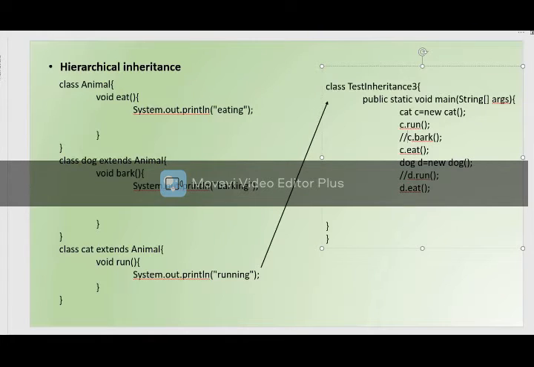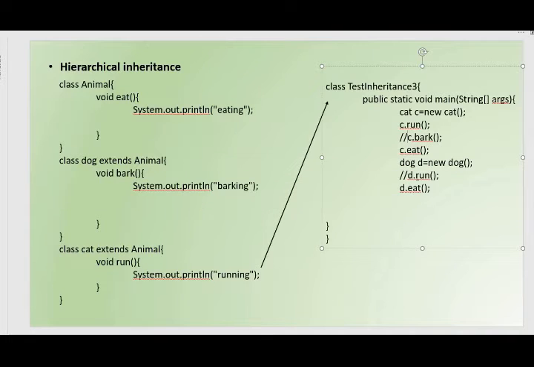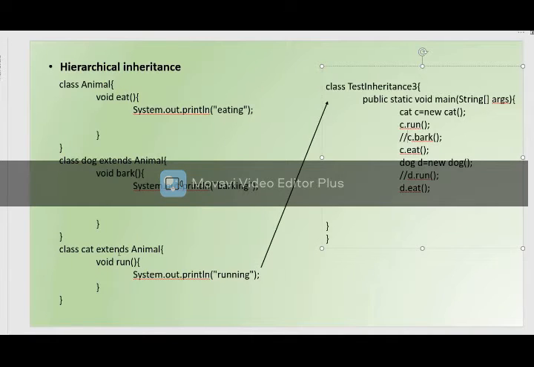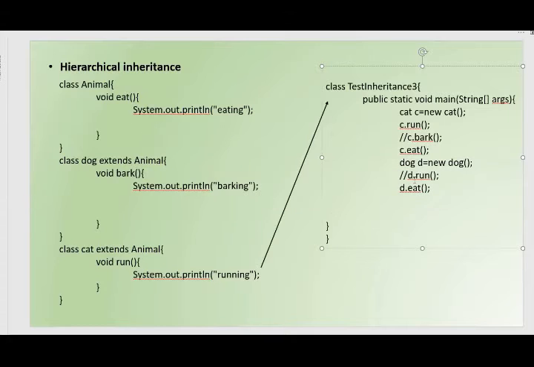d.run(). Why is d.run() not correct? Why? Because run is in the Cat class. The Dog class cannot access the Cat class. Therefore, it is not correct. And d.eat() is correct because it is in the Animal class and Dog extends Animal.